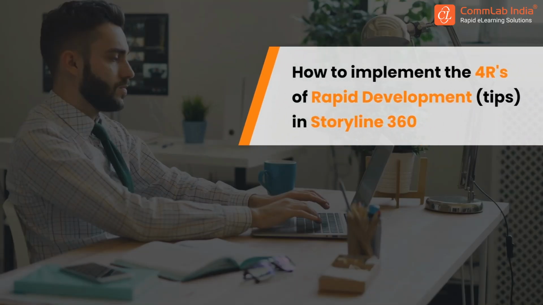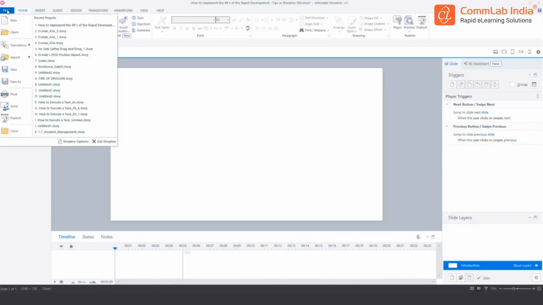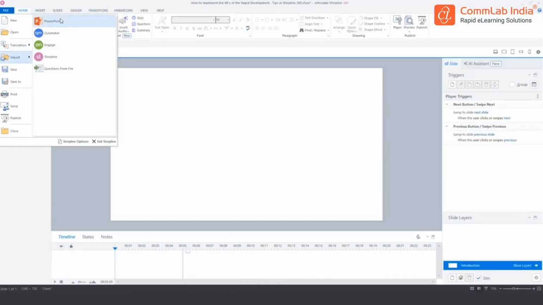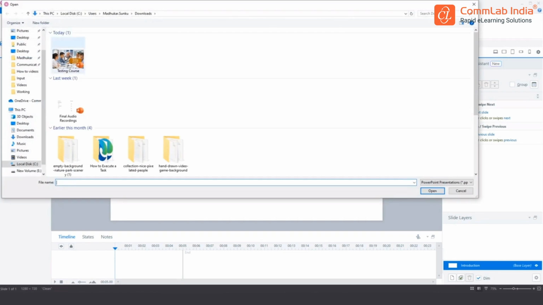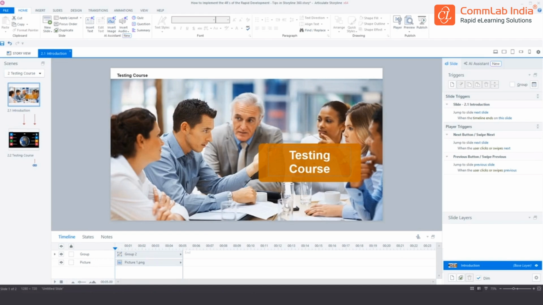Hello. In this video, you will learn how to implement the 4 Rs of rapid development in Storyline 360. Redesign. To redesign content in Storyline 360, you import existing PowerPoint files to quickly create your course. You then add interactivity using triggers and states to transform static information into engaging scenarios and interactive assessments.